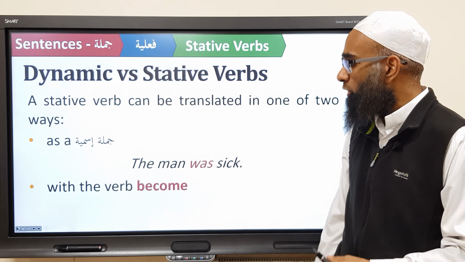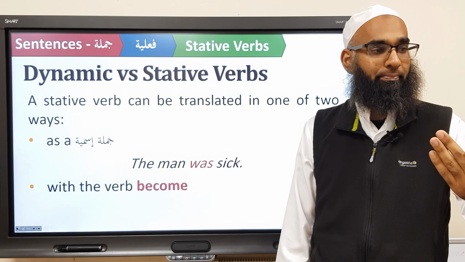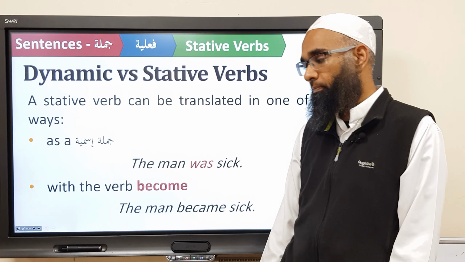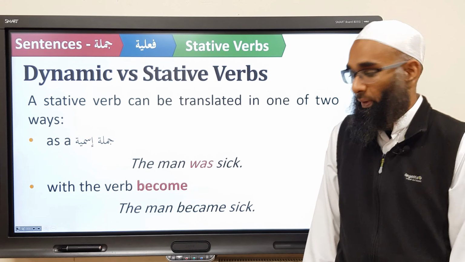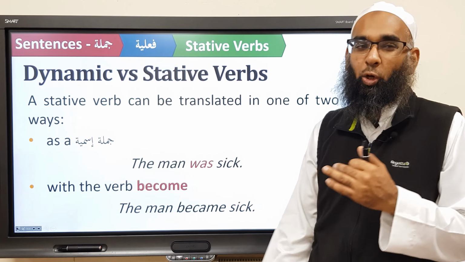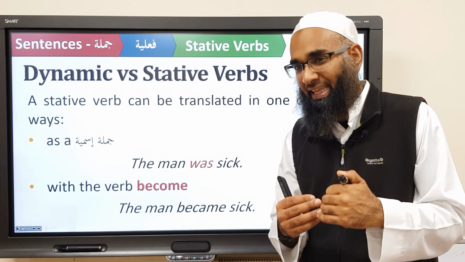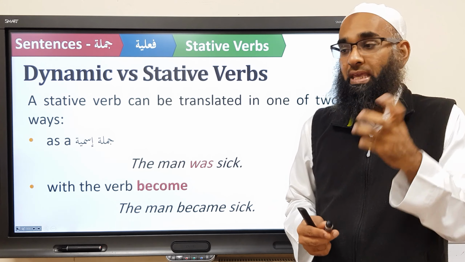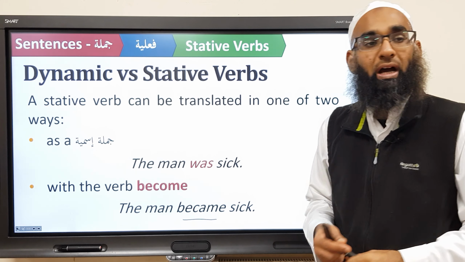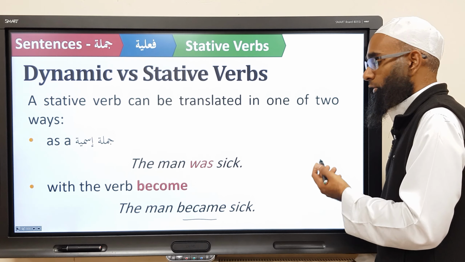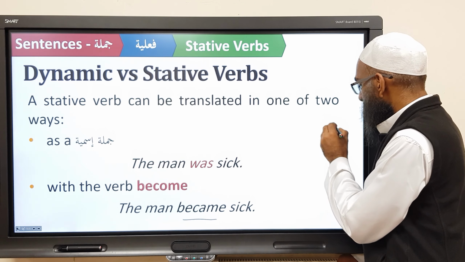Or in some cases you can say become. Zayd becomes happy, Zayd becomes ill. When it's madhi, it's became. And when it's mudari, it will become. But again, the context will tell you, is it a current state, is it evolvement of a state? But just keep in mind, a stative verb translates more like jumla ismiya or with become, as opposed to a normal verb.